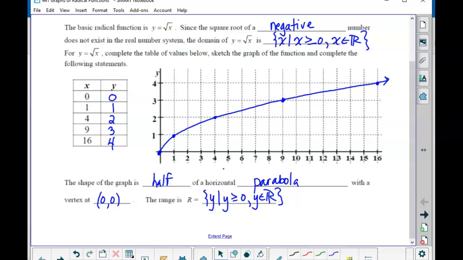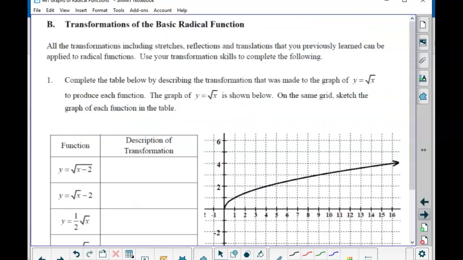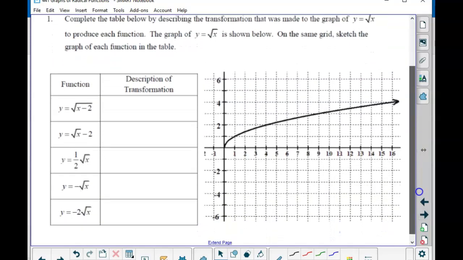All right, so now we're going to do some transformations, just like we did for parabolas, for vertical parabolas. So all the transformations, including stretches, reflections, and translations that you previously learned, can be applied to radical functions. Use your transformation skills to complete the following. So it says, complete the table by describing the transformation that was made to the original base graph. The base graph is shown. Sketch each of these transformation functions.